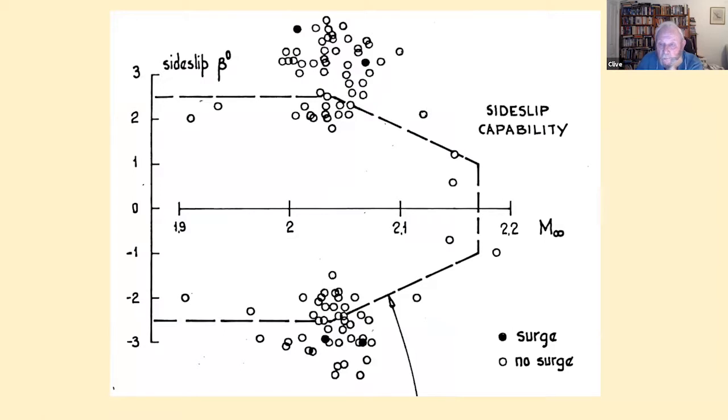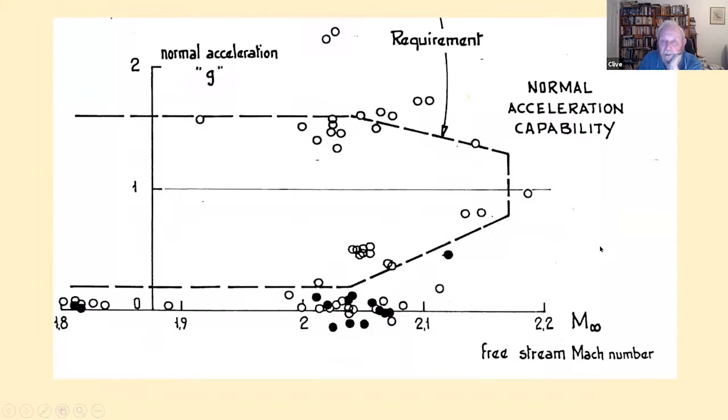The result that we got in terms of side slip, we were looking for a certain capability. The open lines are no surge, the black lines are surge, and so we met our capability. We were also looking at a self-imposed requirement in terms of normal acceleration, and we wanted to get down to 0G. The positive normal acceleration is always less critical, so that wasn't a problem. But again, we pretty much succeeded in getting down to 0G at cruise Mach numbers. We weren't a long way above it either.